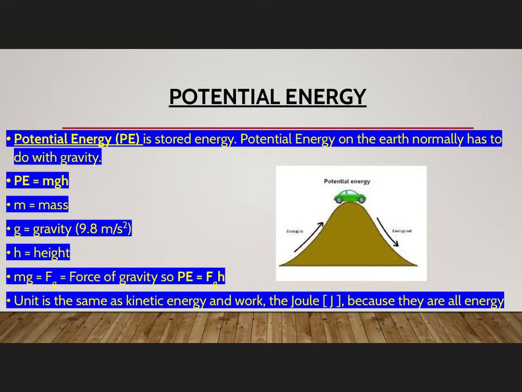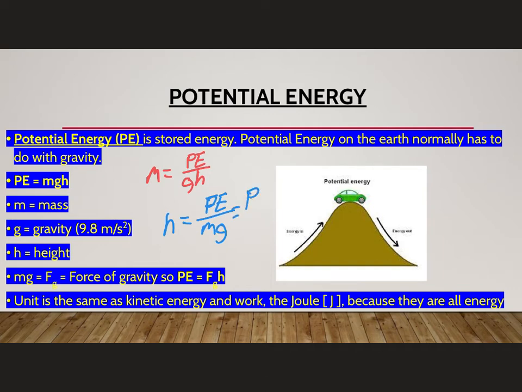And again, you're going to need to know how to change this around. So if I want mass, that's just going to be my potential energy divided by the acceleration due to gravity times the height. If I wanted height, then height is just going to be potential energy, need my PE, divided by the mass times gravity, or the force of gravity.